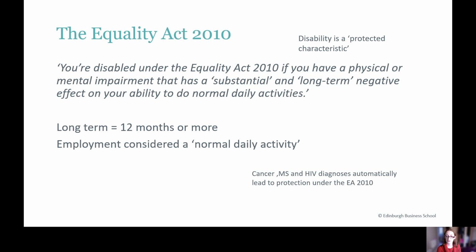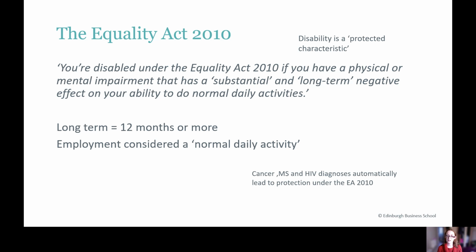Now, the key thing of the Equality Act is there are only a handful of conditions that automatically confer protection under the Equality Act, and others are determined by the severity of their impact. So cancer, multiple sclerosis, and HIV diagnoses automatically lead to protection under the Equality Act. So if an employee has been diagnosed with any form of cancer, any form of multiple sclerosis, or have an HIV diagnosis, they automatically have that protected characteristic of disability. And this places responsibilities on an employer in the UK to provide adjustments.